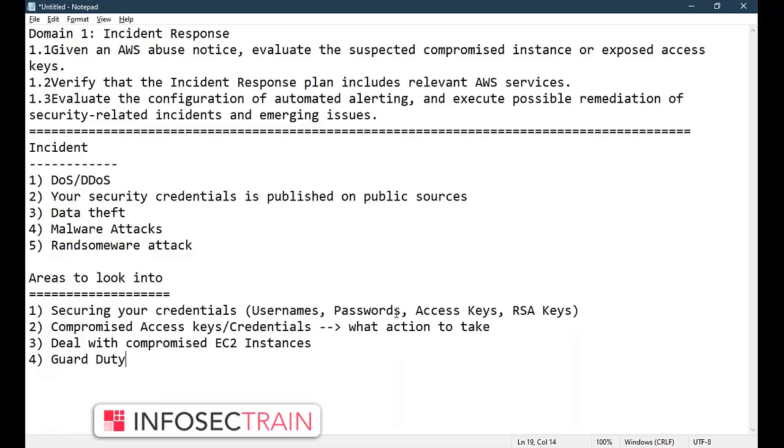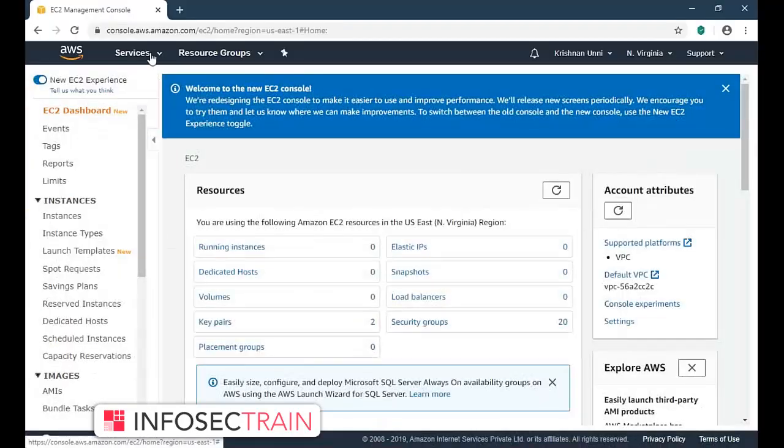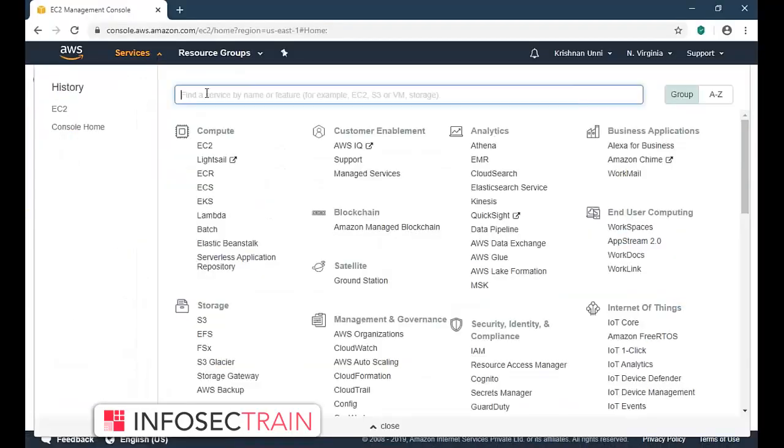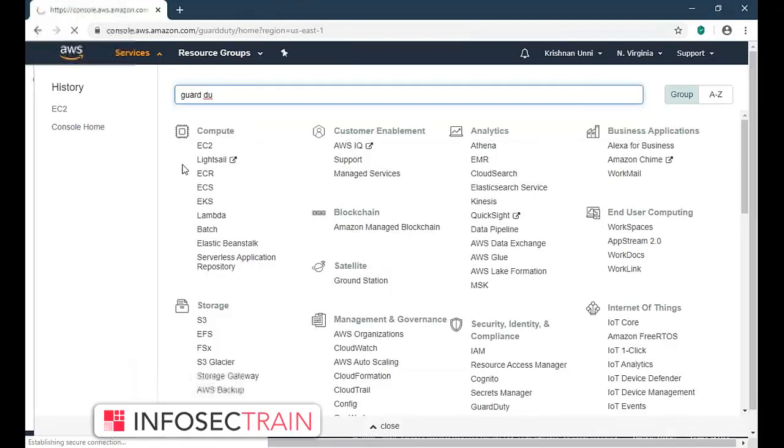See, what is GuardDuty? There is a service in AWS which is called GuardDuty. You have to learn that service as well. I'll show you that. I'm just taking that service. So in my console, you can see my console here. I'll take a service called GuardDuty. The service is very important.